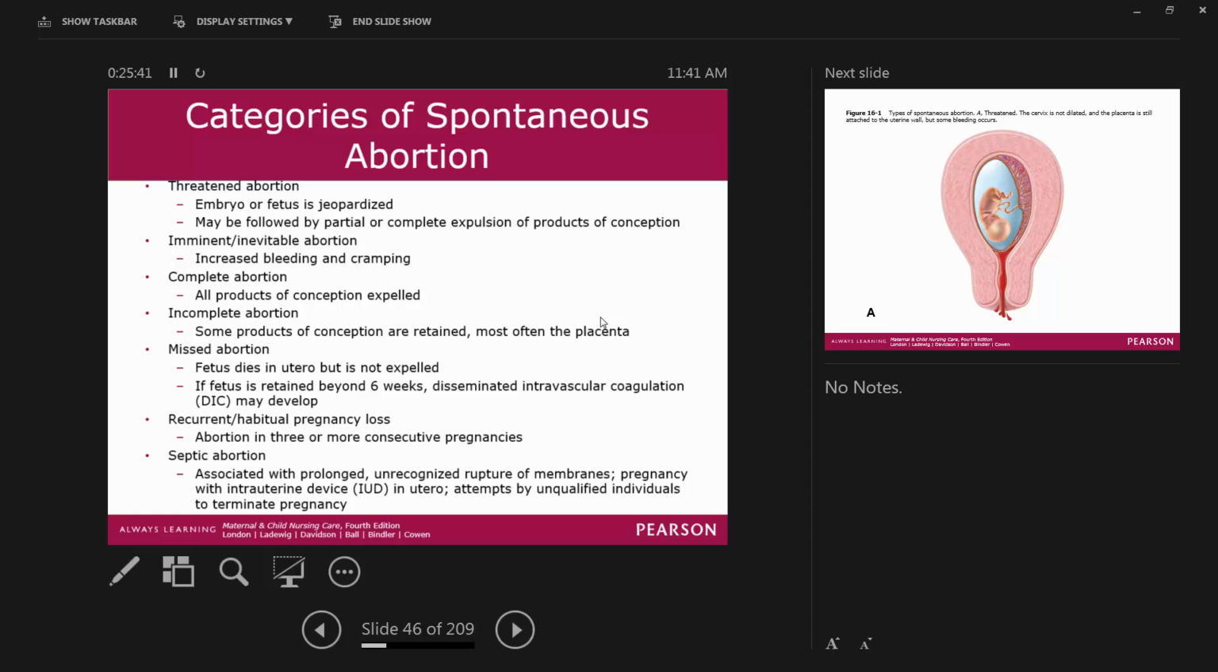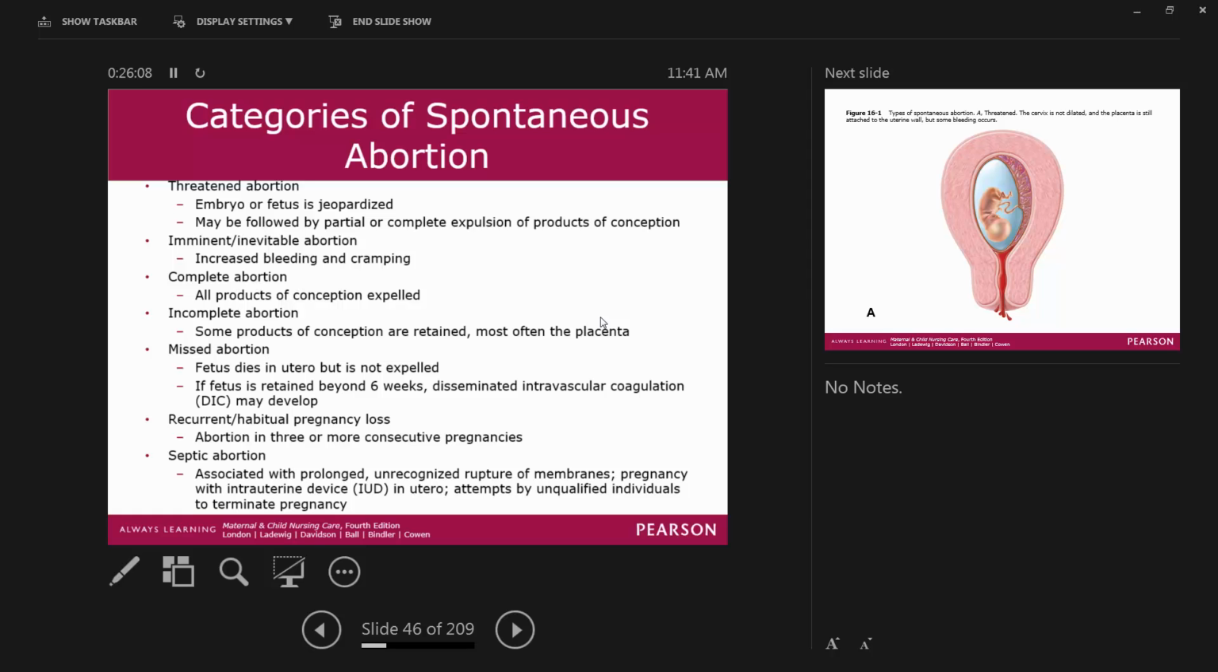Now, there's several different kinds of abortions. You don't just have an abortion. You have a threatened one, you have an imminent one, you have a complete one, you have an incomplete one, you have a missed one. So a threatened abortion, they've called it that because this woman is bleeding, and we think she is going to abort unless we intervene. And sometimes we can intervene and stop this. Okay?